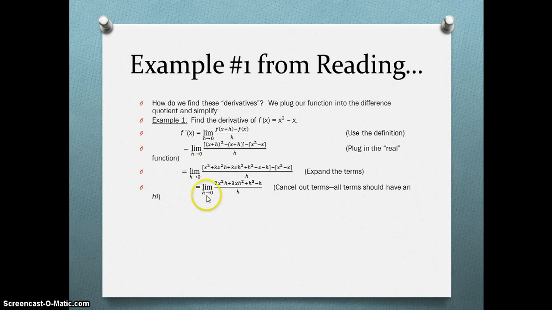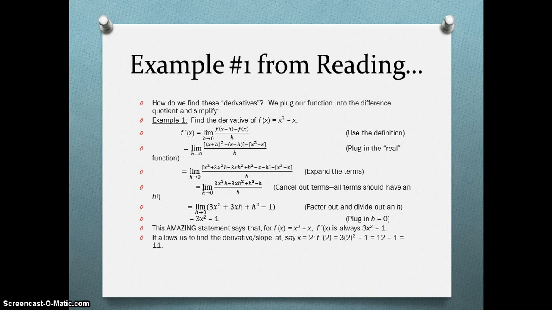Look at what we're left with. Limit as h goes to 0 of 3x squared h plus 3xh squared plus h cubed minus h, all over h, and we can factor out that h and cancel. So we're left with limit as h goes to 0 of 3x squared plus 3xh plus h squared minus 1. Now, we've canceled out the part of this quotient that would make our numerator and denominator equal to 0. Once we've canceled that out, we can plug in h is equal to 0, and we get 3x squared minus 1, which is what's called our derivative. It's a function that describes the instantaneous rate of change at any point x.